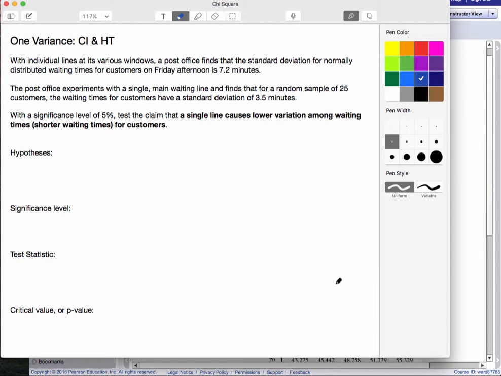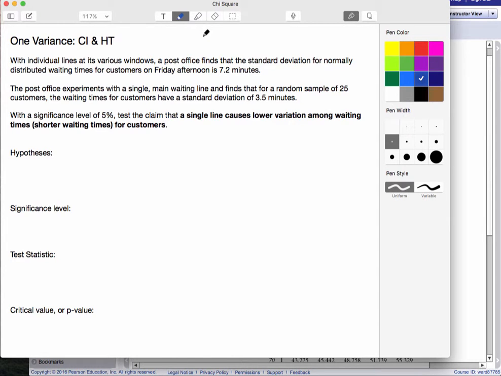In this example, we're going to do a one variance hypothesis test, and then we'll follow that with a one variance confidence interval. So one variance tests and confidence intervals are similar but yet much different than what we've seen with one mean or two mean hypothesis tests. We have to introduce a whole new distribution. We're no longer working with a z-table or a t-table. We have what's called a chi-square table.